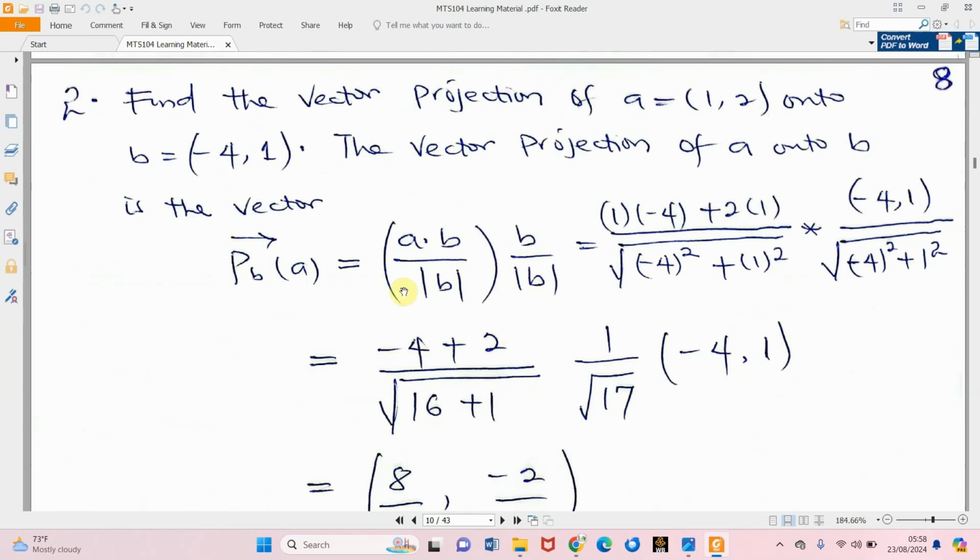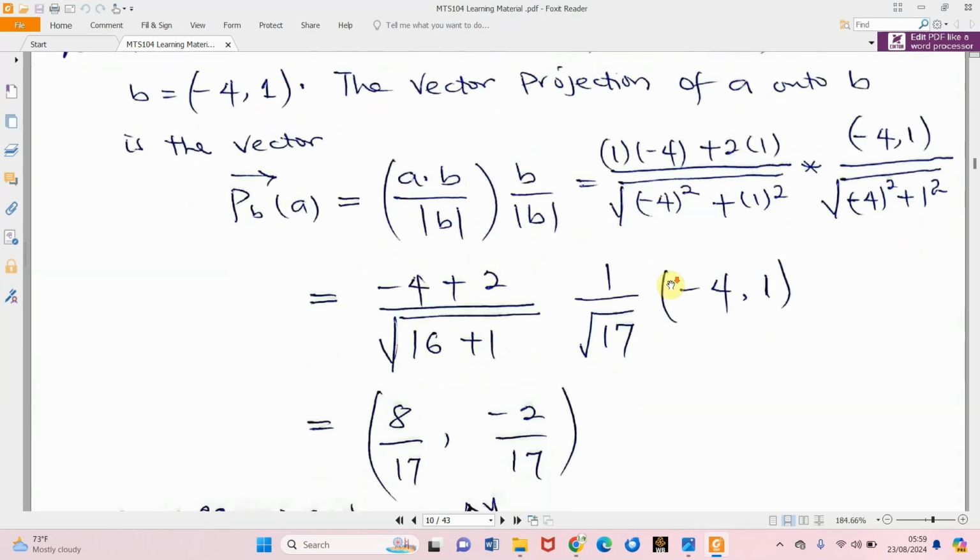Find the vector projection of A, which is (1, 2), on another vector B, (-4, 1). You are familiar with this question. We obtained the scalar projection in the first video. This time I want to find the vector projection. So it is the dot product over magnitude of B, times vector B over magnitude of B. Remember the projection is on B, the vector A is on B.